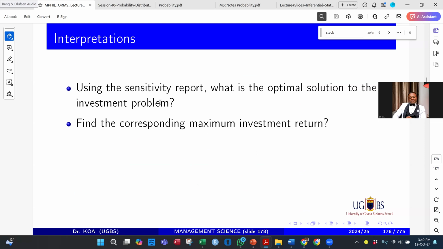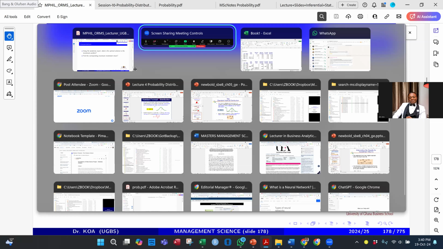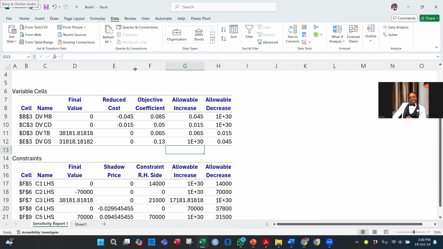Next question. Find the corresponding maximum investment return. Who can tell us that? You see, the word corresponding means that you have to take it from the previous question. What is a corresponding maximum investment return? Who can tell me how you work it? Charles.